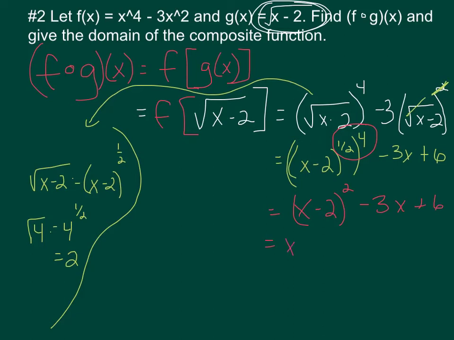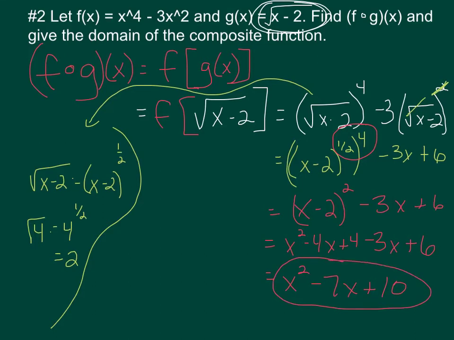Multiply the powers. Well, now we got something we can work with. Do some FOIL here. That's x squared minus 4x plus 4. All I did was FOIL. I still have minus 3x plus 6. Now combine like terms, x squared minus 7x plus 10. That is your composition, x squared minus 7x plus 10.